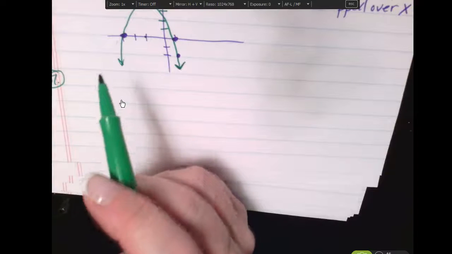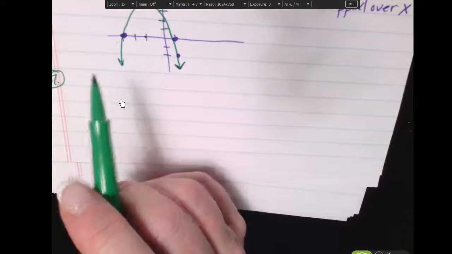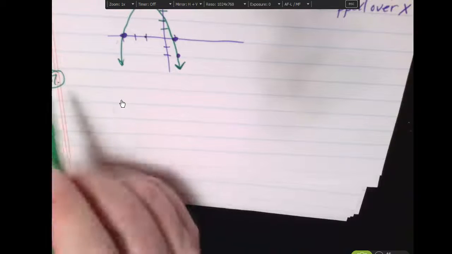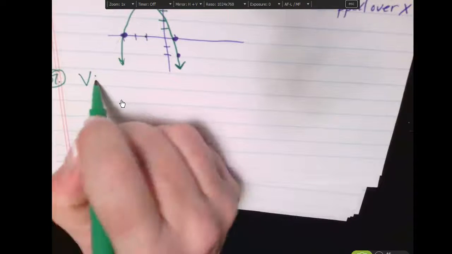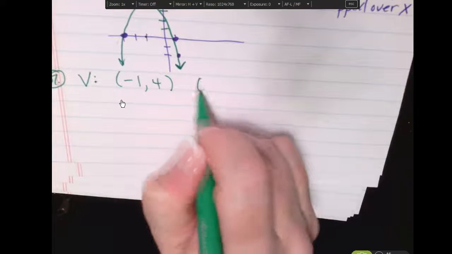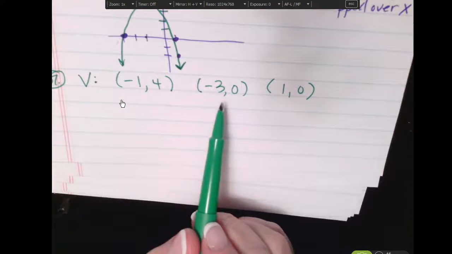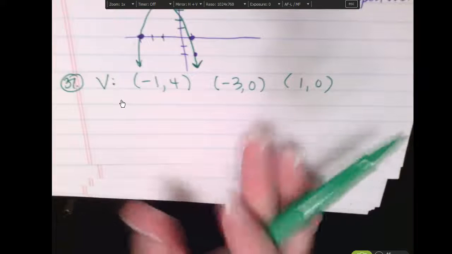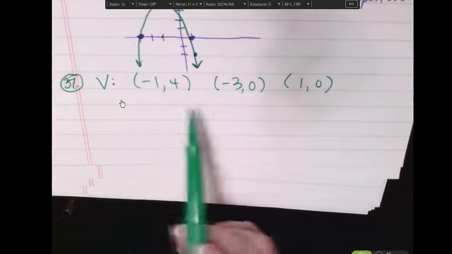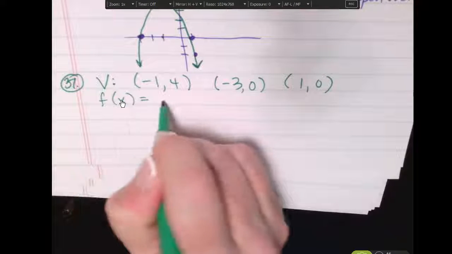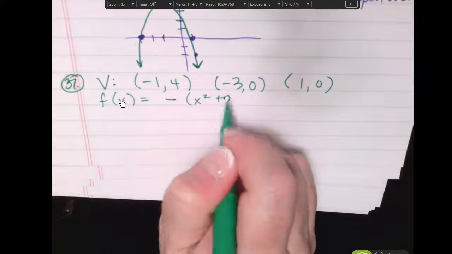In number 37, we've got a picture of a parabola and we want to write the equation of the parabola. So it's interesting that we have our vertex is at -1, 4, our x-intercepts are -3, 0, and 1, 0. So unfortunately I noticed that is the exact same as the last problem. So it doesn't take me any effort at all to write that equation since I noticed that.